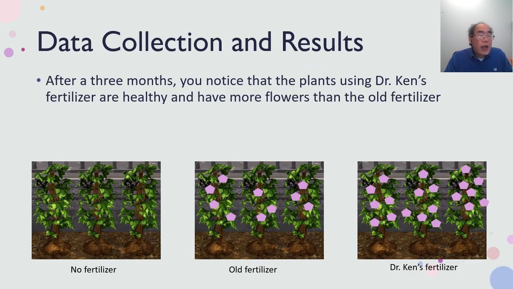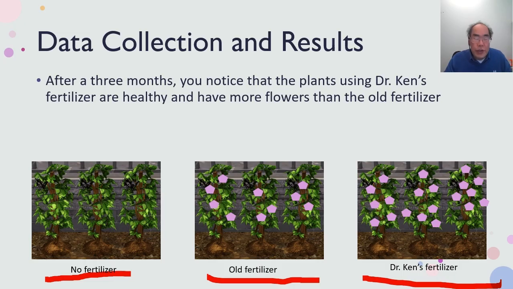Okay, next we have data collection and results. After 3 months, you notice the plants using Dr. Ken's fertilizer are healthy and have more flowers than the old fertilizer. Okay, so here are the results. The plants with no fertilizer, they didn't produce any flowers. The plants with the old fertilizer produced lots of flowers like we expected, but Dr. Ken's fertilizer produced a ton of flowers, more flowers than the old fertilizer.